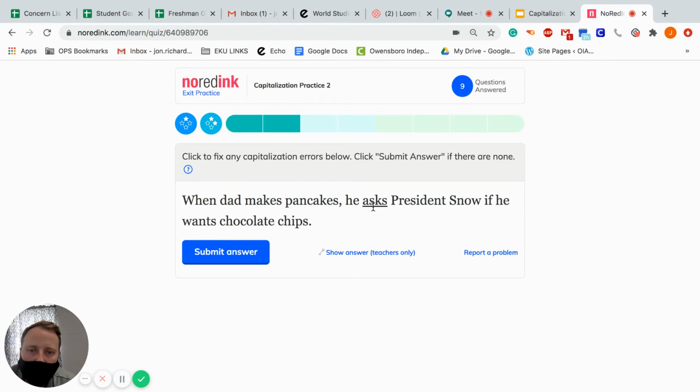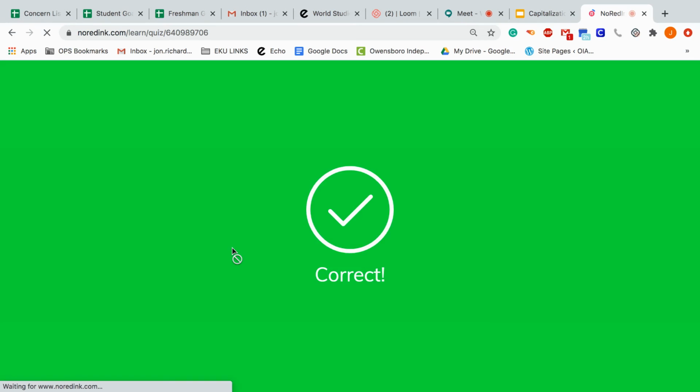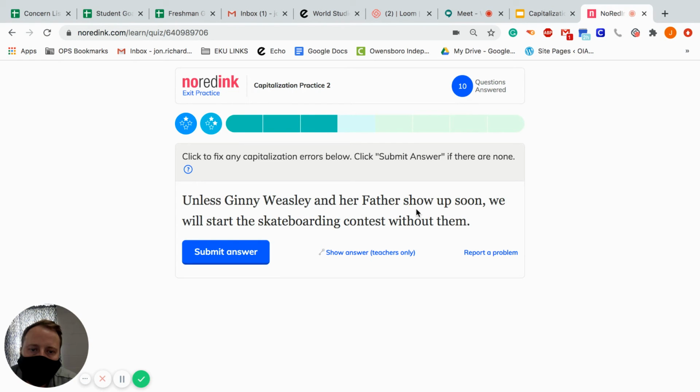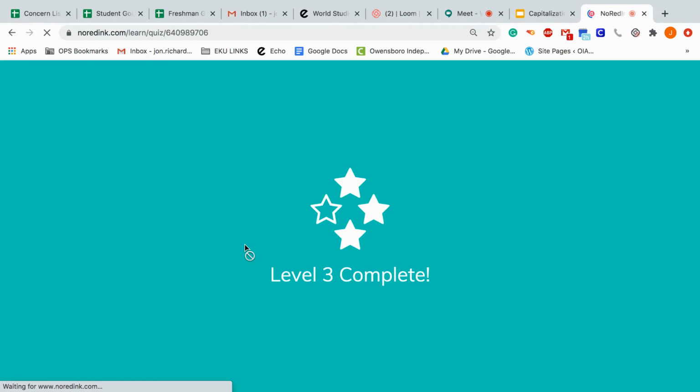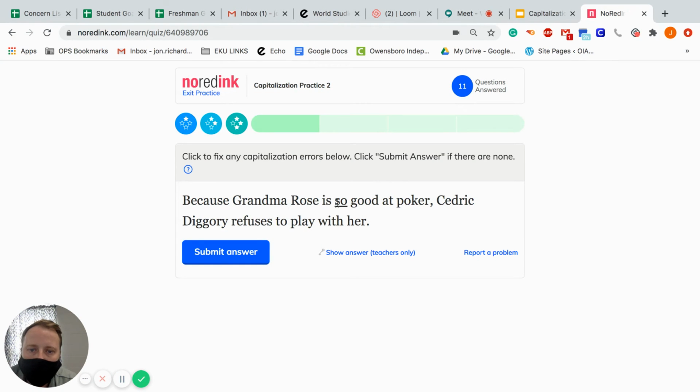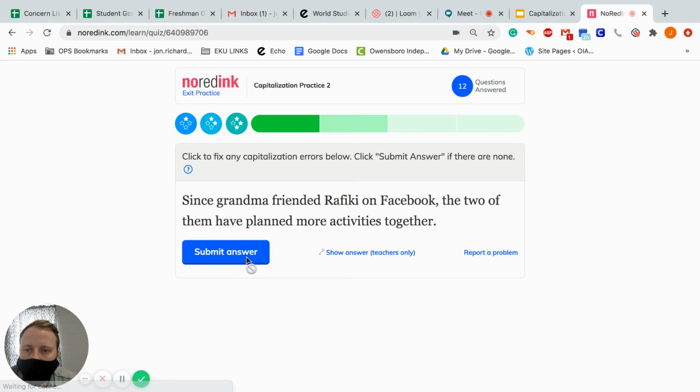When Dad makes pancakes, he asks President Snow if he wants chocolate chip. So when Bob makes pancakes, yes, so it makes sense. We can replace Dad with Bob, and it makes sense. So we're good to go. Unless Ginny Weasley and her father show up soon. So unless Ginny Weasley and her Bob, no, it doesn't make any sense. We don't capitalize it. Because Grandma Rose is so good at poker, Cedric Diggory refused to play with her. Because Grandma Rose, so it's together, it's both capitalized, we're good. Since Grandma friended Rafiki on Facebook, the two of them were playing together. So since Susie friended Rafiki, that makes sense, so we can do it.